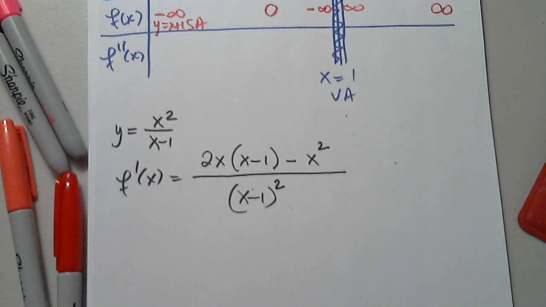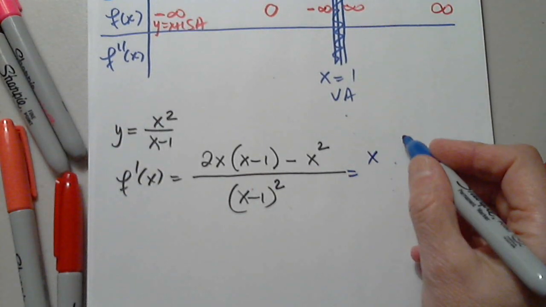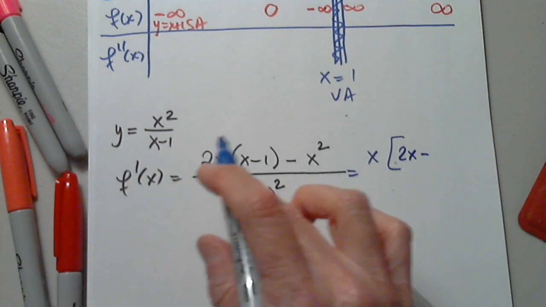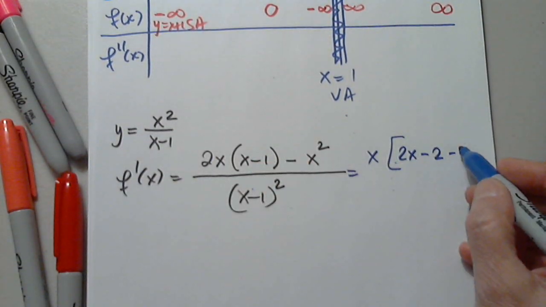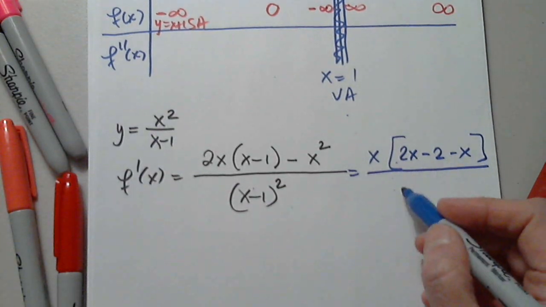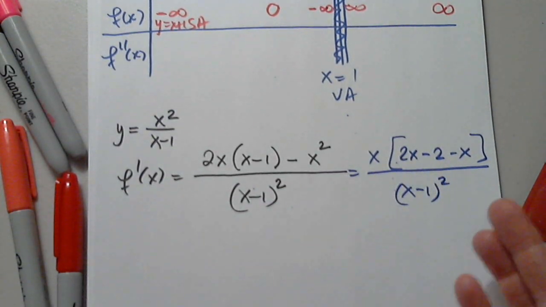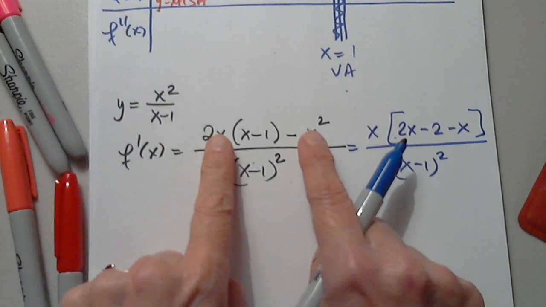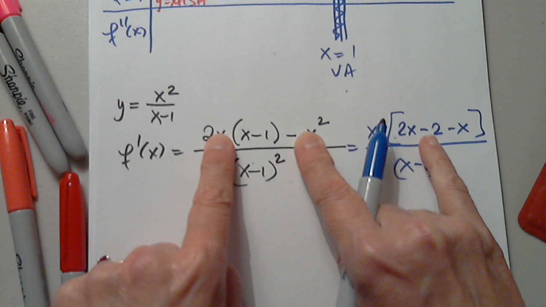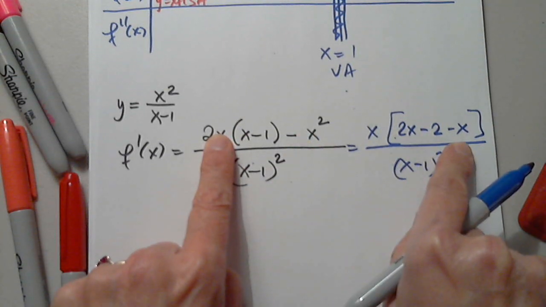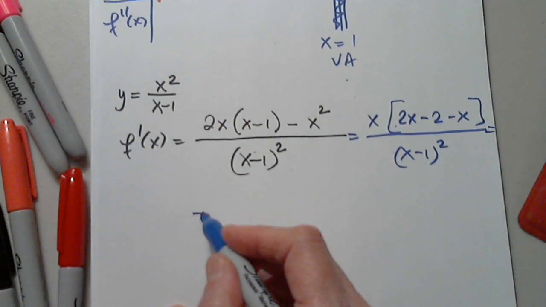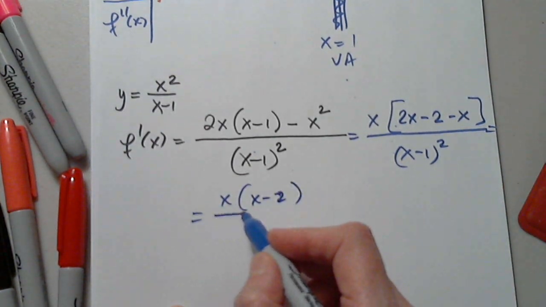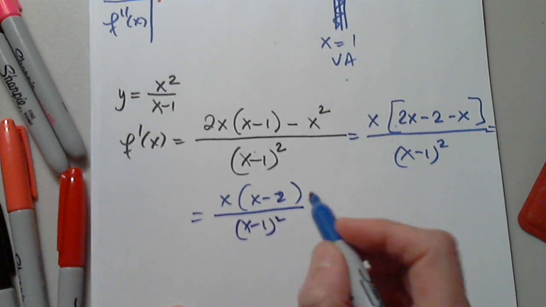I mean, I could. x, actually. I saw that. So let's factor out x. So I have 2x minus 2 and then minus x. I always look to simplify because I have to factor anyway, since I'm looking for critical numbers. So I see an x here. So then I have 2x minus 2 and then minus x. So always try that. So 2x minus x, so I have x minus 2 divided by x minus 1 squared.